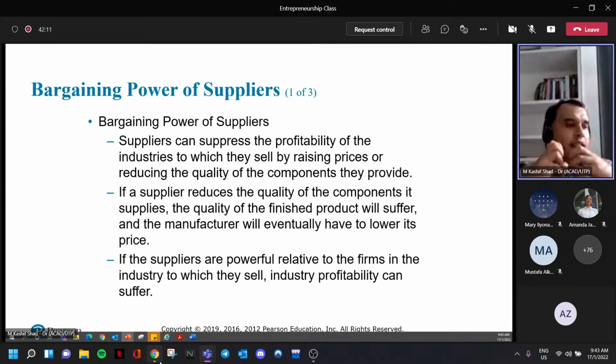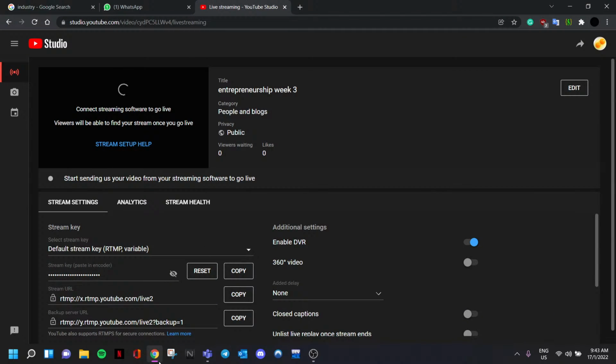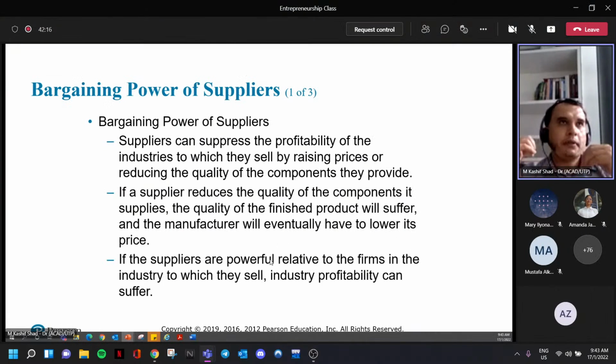Because suppliers are also a key player in the market. Suppliers supply you raw material, unfinished goods, and other resources. If your bargaining power with suppliers is strong compared to your competitors, then you can get an advantage over them. Suppliers sometimes can affect your profitability directly.